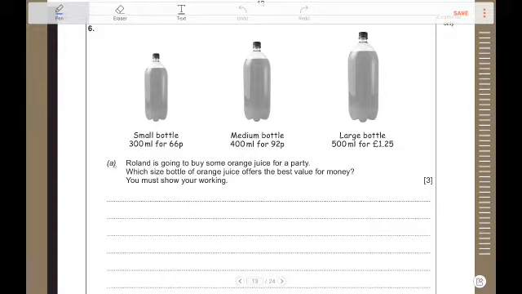Part A says, for 3 marks, Roland is going to buy some bottles of orange juice for a party. Which size of bottle of orange juice offers best value for money? You must show your work. You should always show your work, even if it doesn't say that. There's always marks for method, unless it's a 1 mark question and it's right or wrong.